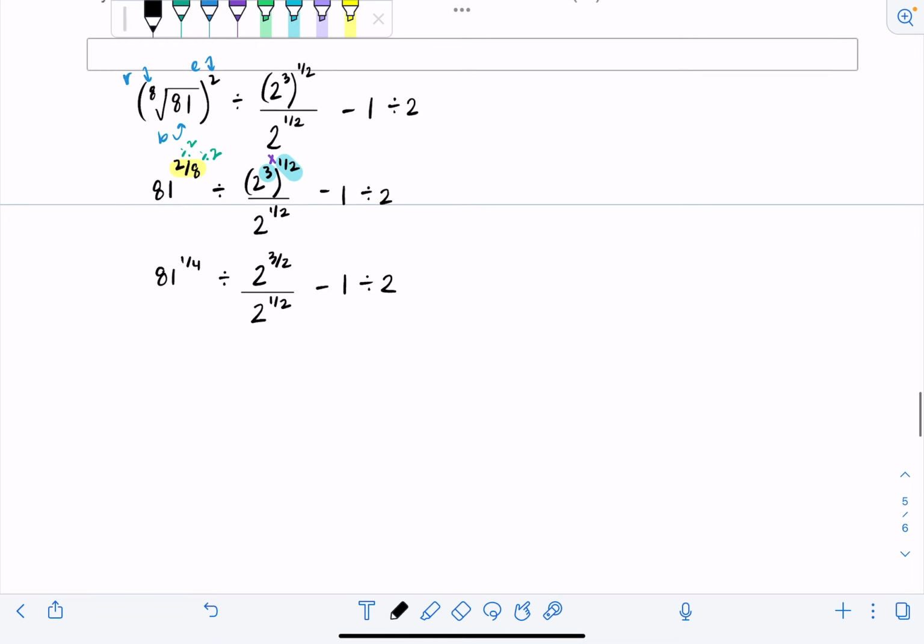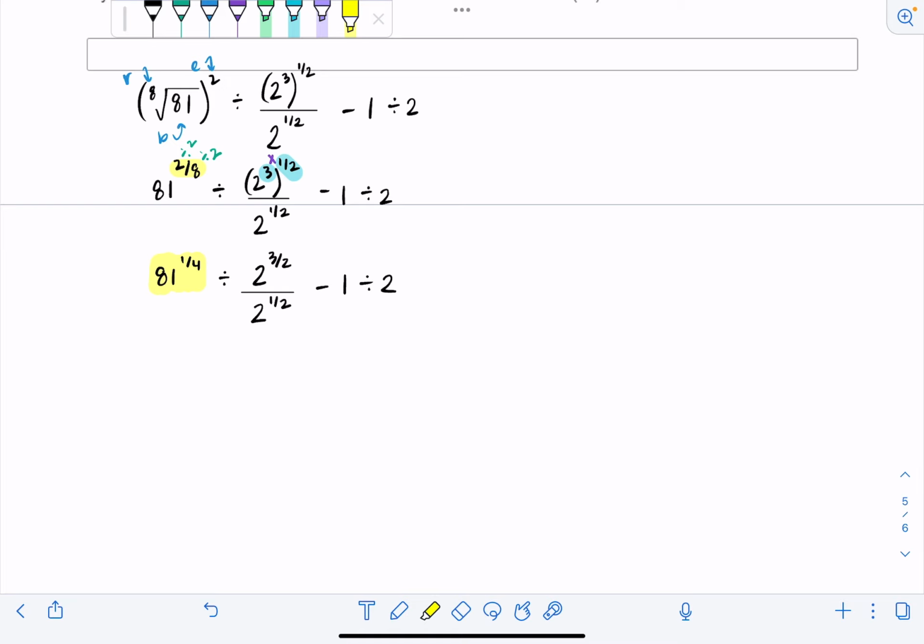And then for the next step with the 81 to the 1/4, there's a couple different ways that you can approach this. So for the sake of not having to change it back into radical form, I'm just going to rewrite 81 as a power, and then I'll show you the alternative way off to the side after I do that.